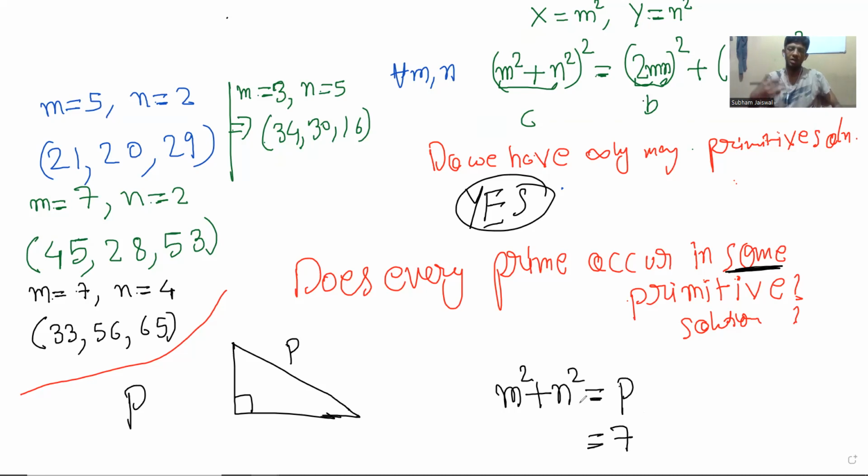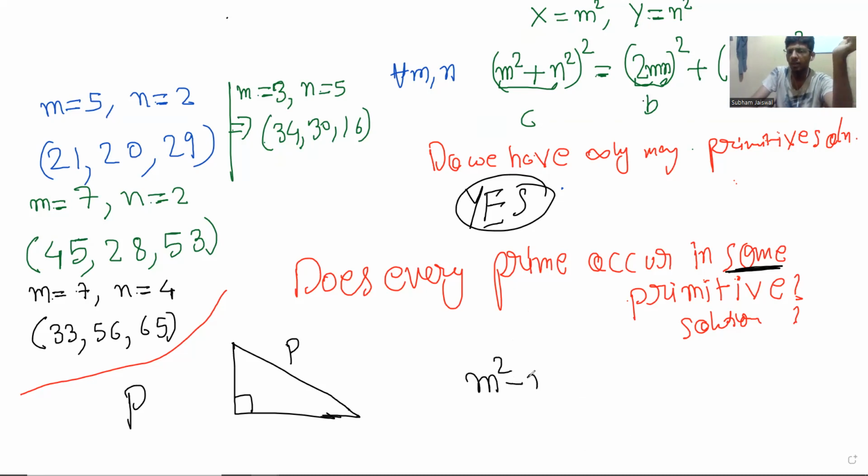Yes, that's right, because this cannot be 3 modulo 4. We have seen all this. So, from what we know, you cannot have P on the hypotenuse, right? That's clear. But can you write any prime P as a difference of two squares? Can you write any prime P as a difference of two squares?